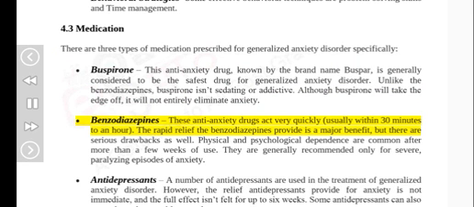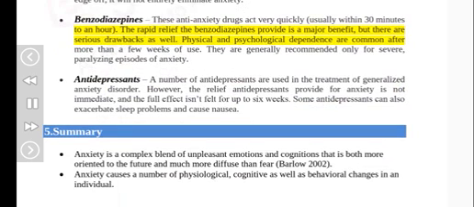Benzodiazepines. These anti-anxiety drugs act very quickly, usually within 30 minutes to an hour. The rapid relief the benzodiazepines provide is a major benefit, but there are serious drawbacks as well. Physical and psychological dependence are common after more than a few weeks of use. They are generally recommended only for severe, paralyzing episodes of anxiety.